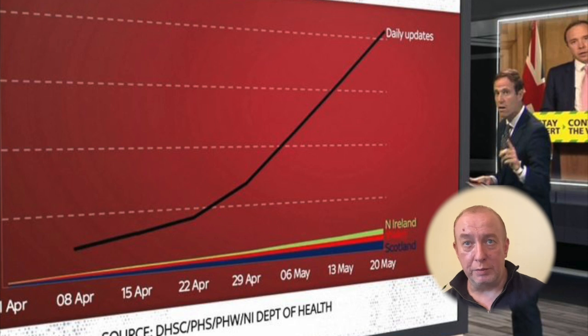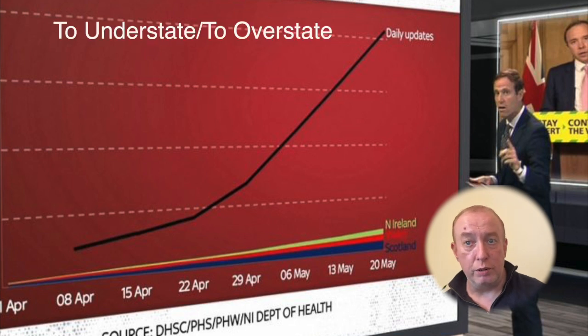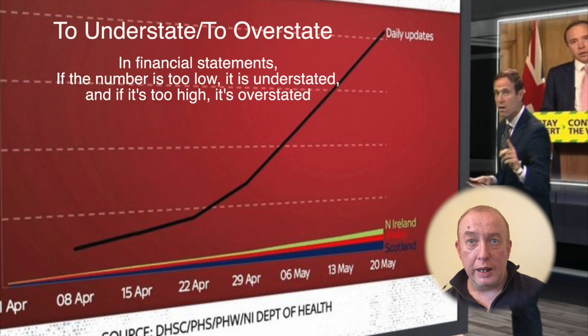Number 15. To understate or to overstate. In financial statements, when a mistake is found with a number, accountants don't say this number is too low or too high. They say this number is understated or this number is overstated. If the number is too low, it is understated, and if it's too high, it is overstated.